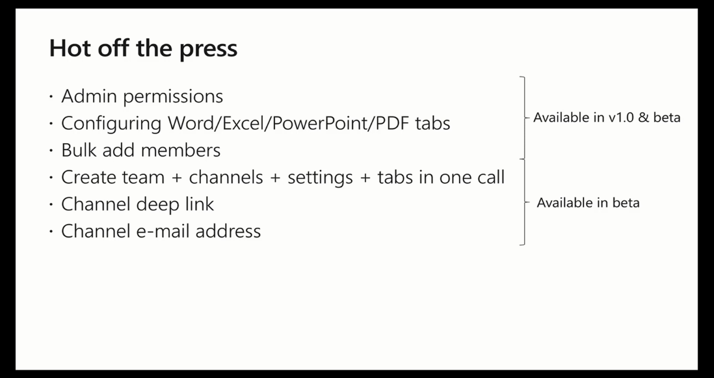Also, a couple of great APIs we've recently made available in beta. There is a single API, POST /teams, that allows you to create a team and channels and settings and tabs all in a single call. And so that's a great way to speed up the process and reduce the performance load on your services if you're concerned about that. We have the channel deep link, the webUrl property I mentioned earlier, that allows you to give your customers a deep link to the channel you just created. We can also give you the email address for the channel as well.